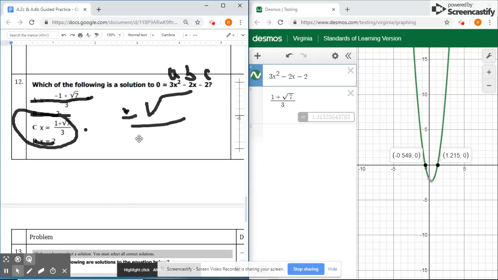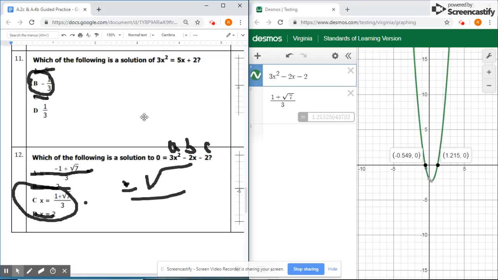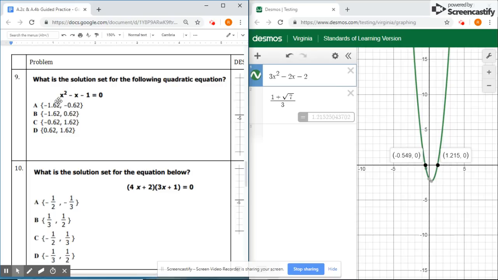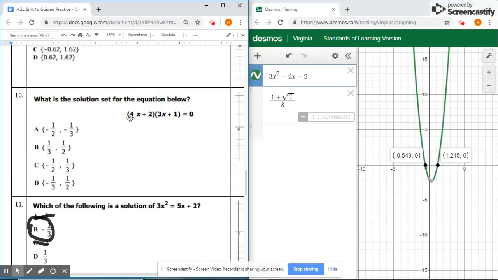Okay, so that was 11, 12. Those are the 2 hard ones on this page. You can do 9 and 10 the same way. You can just type number 9 into Desmos and see which solutions we have for the quadratic. And for number 10, same thing. You can type this into Desmos if you'd like. You could also set both of these equal to 0 and solve for x. You'll get the same thing either way. You'll get the decimal in Desmos, so you'll need to check the fraction to make sure it's the same.